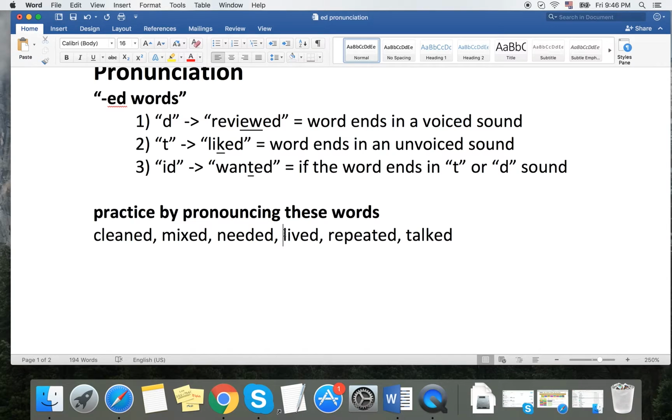So we'll go back to rule number one, like reviewed up here: lived. And then we have repeated. So this ends in a t sound, so it will go in category 3 here. And the last one is talked, and that one then goes in the second category. The k and the t, the k is unvoiced. So hopefully that helped everyone.